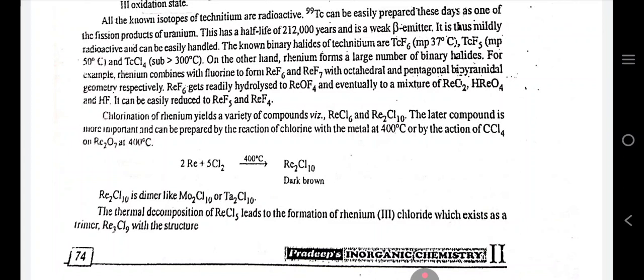Re2Cl10 is a dimer like Mo2Cl10 or Ta2Cl10. The thermal decomposition of ReCl5 leads to the formation of rhenium trichloride, which exists as a trimer Re3Cl9 with the structure.